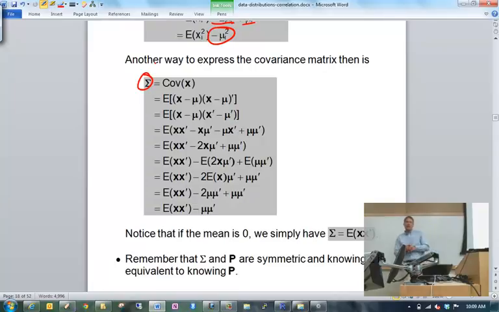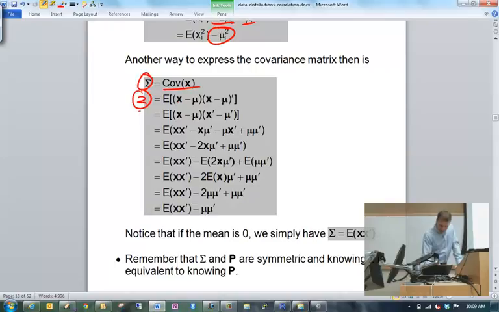The uppercase letter sigma, in case I didn't say this before, I apologize if I did, is going to denote our covariance matrix. Another way to express it in terms of symbols is Cov(X). Standard symbols that people use outside this course. So, what is the expected value? Let's call this step 2. Well, exactly what I gave to you before: the expected value of (x minus mu) times (x minus mu) transpose.